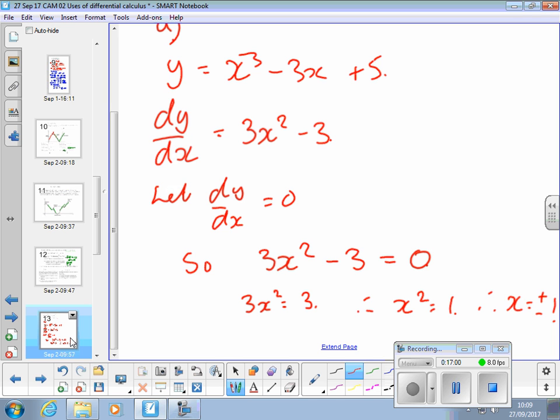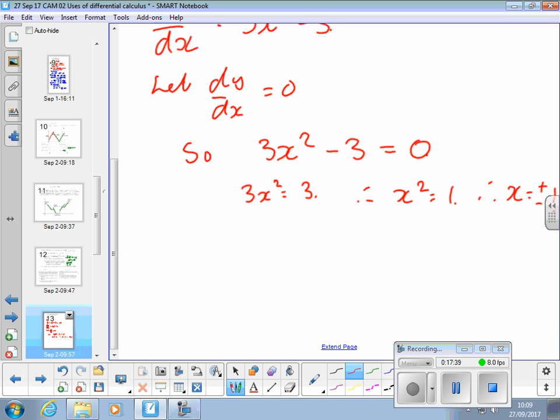Quadratic equation or... Yeah, but in this case, we've got no x terms. So we can have x is equal to 1. We can have x is equal to minus 1.